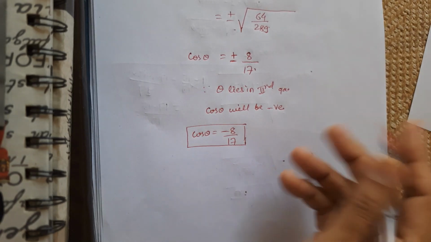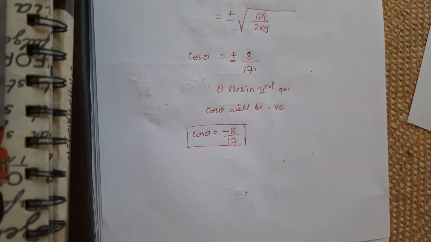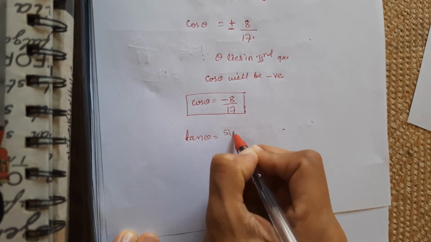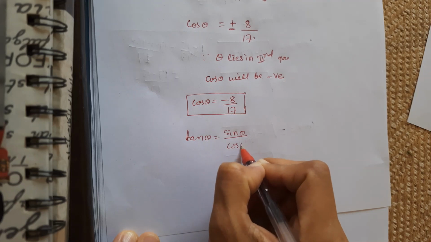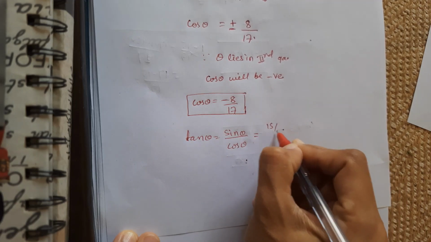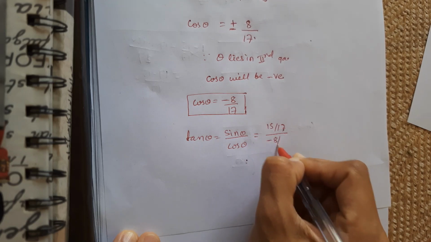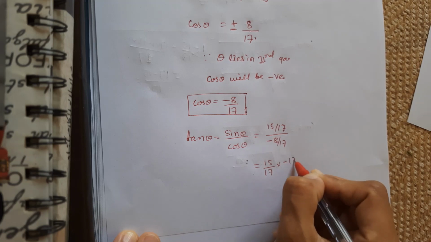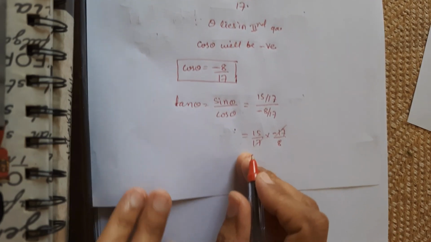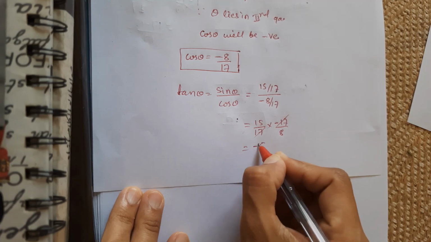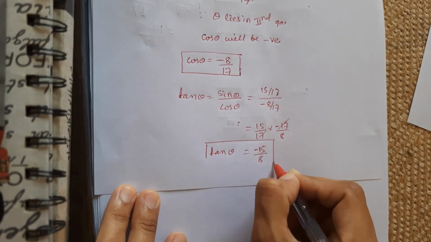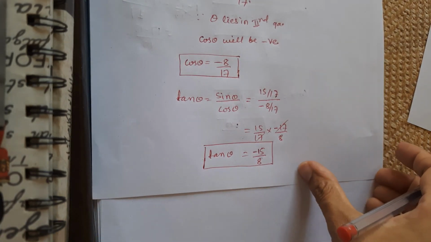Now I have found cos theta. So what will be tan theta? Tan theta will be sin theta upon cos theta, which is equal to 15 by 17 upon minus 8 by 17, which is 15 by 17 into minus 17 upon 8. These get cancelled and I got minus 15 upon 8. That is the value of my tan theta, which I wanted to find out. So that's how we solve this example.